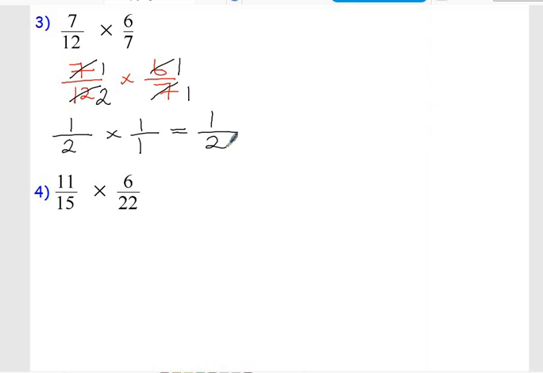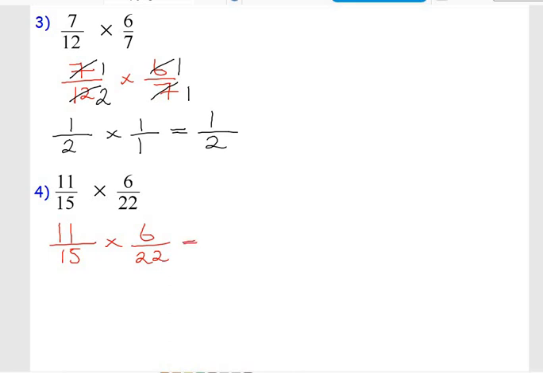11/15 times 6/22. So, if I rewrite this out, 11/15 times 6/22.